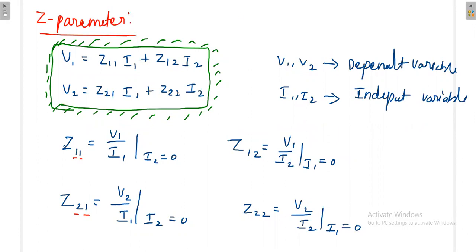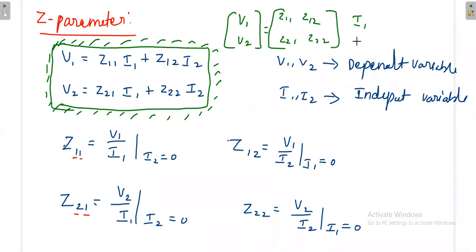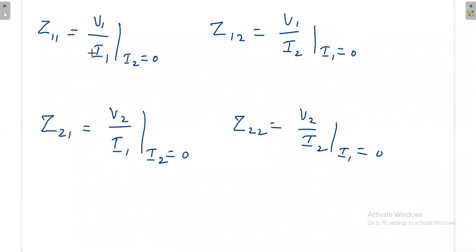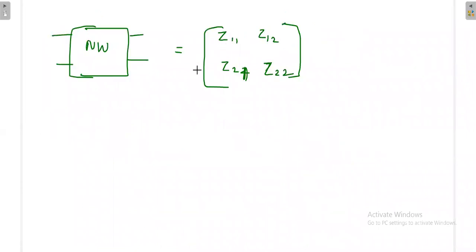That means [V1, V2] is equal to [Z11, Z12; Z21, Z22] times [I1, I2]. This also you can represent as a matrix. So finally, the network is represented as a matrix. The given two-port network is represented as a matrix. Again, we do not know what is the connection here.